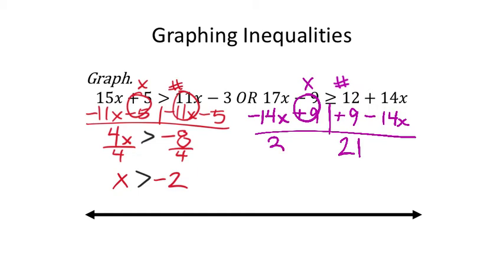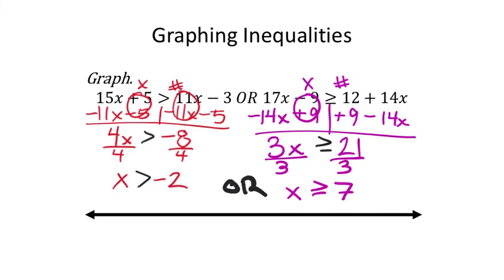17x's minus 14x's is 3x. Now it's greater than or equal to 21. Yeah. And then divide both sides by 3. So now x is greater than or equal to 7. Right, but this is an or statement, and it wanted the graph for this one. So that is the compound inequality, but now we need the graph for this one.